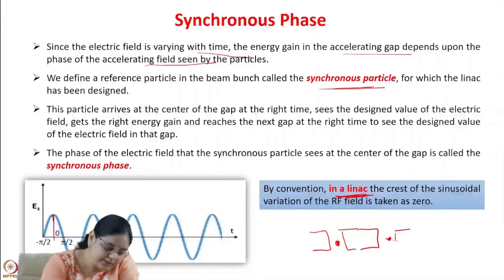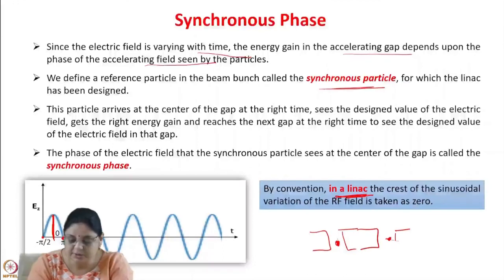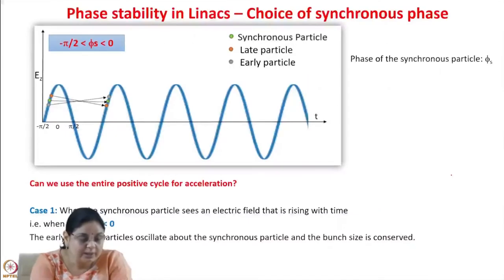So we take the zero at this point. So this is pi by 2 and this is minus pi by 2. This is a convention which is used in LINAC. So now let's see, can we use the entire positive cycle for acceleration?